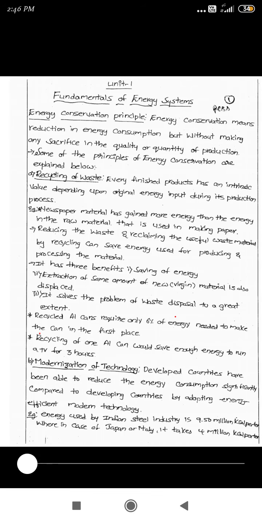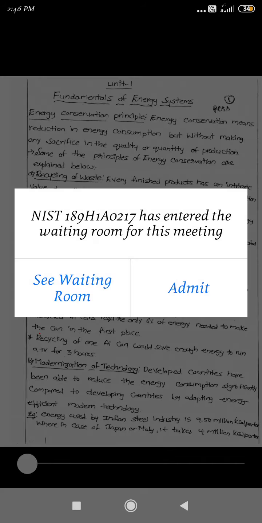Then see the principle of energy conversion. So already we know the energy conservation principle: energy consumption without making any reduction in the quality or quantity of production. Quality in the sense of pure form, and quantity in the sense of how much amount of energy is going to be created or generated.